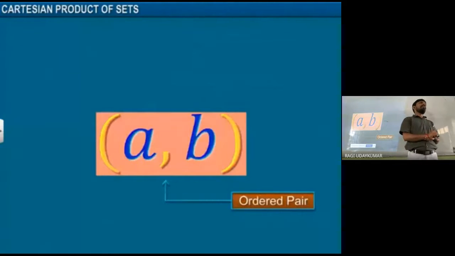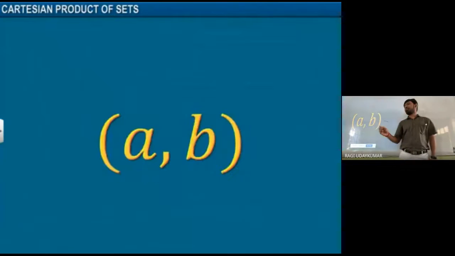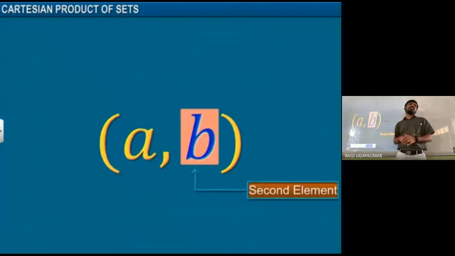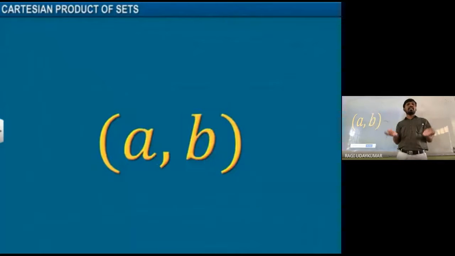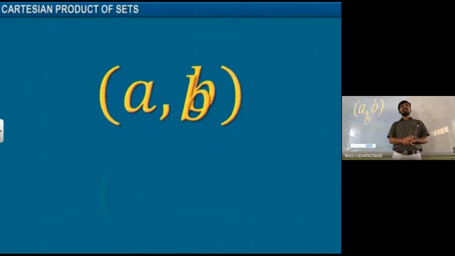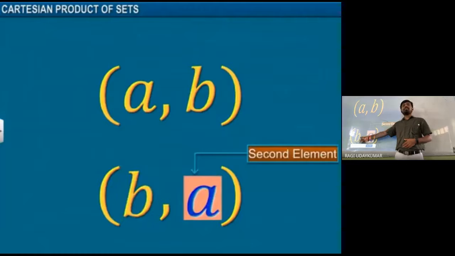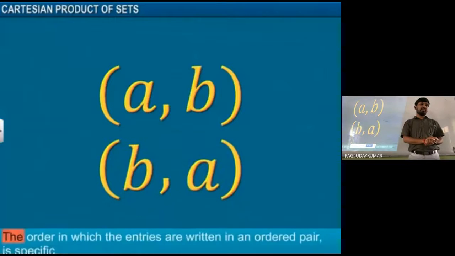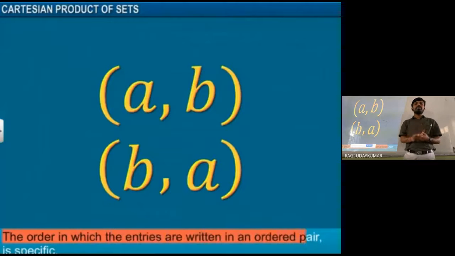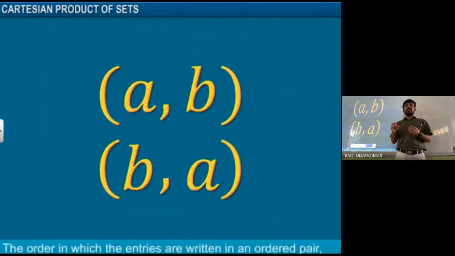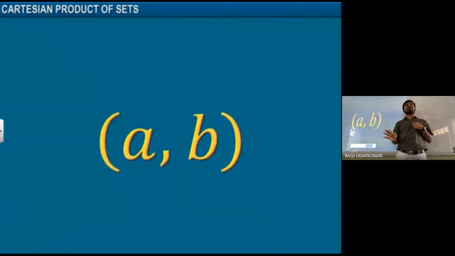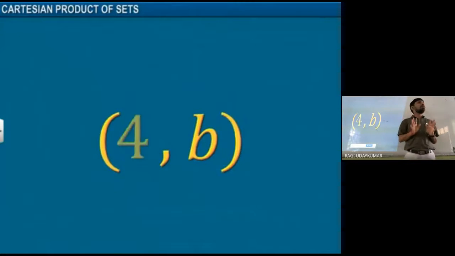But in the case of sets, when you take this as one ordered pair, a pair is nothing but two numbers, two elements. The first element and the second element, enclosed in brackets and separated by a comma, is called an ordered pair. If you interchange them, the first becomes the second element and the second becomes the first. So the order in which the entries are written is very specific. That means (a, b) is never equal to (b, a).